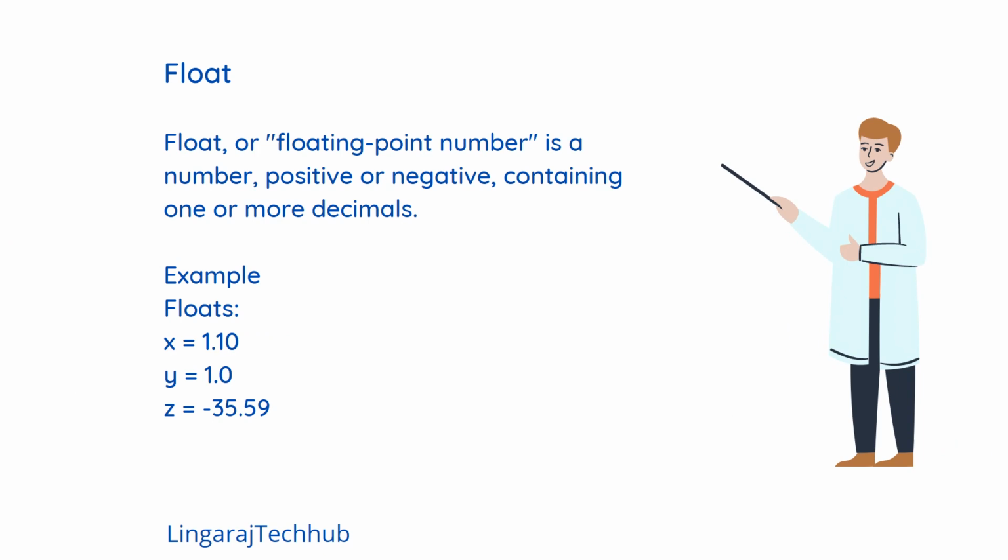Float. When you go for a floating point number, it can also be positive or negative, and decimal places are present, that is, a fractional part is present. If any data you use has a fractional part, it is called a float. Here x equal to 1.10, y equal to 1.0, z equal to minus 35.59. These follow the rules of float type. How could you know this is a float? If you print type of x, it shows you that x is of float type.